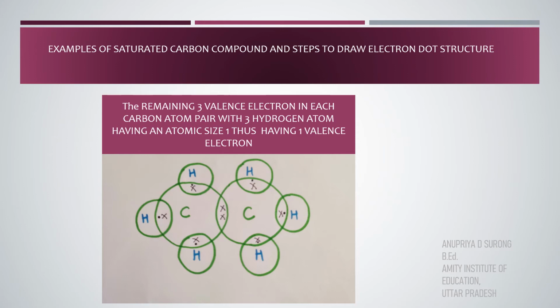Well, the remaining 3 valence electrons in each carbon atom pair with 3 hydrogen atoms having atomic number 1, thus having 1 valence electron. Look at the picture carefully. You will find that the remaining 3 valence electrons in each carbon atom pair with 3 hydrogen atoms having 1 valence electron in its outermost shell.